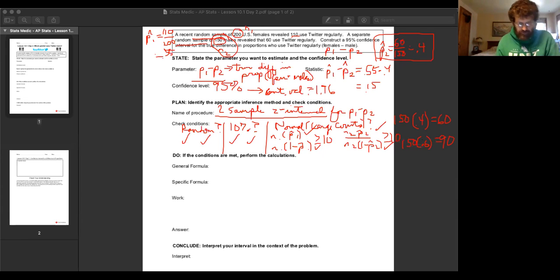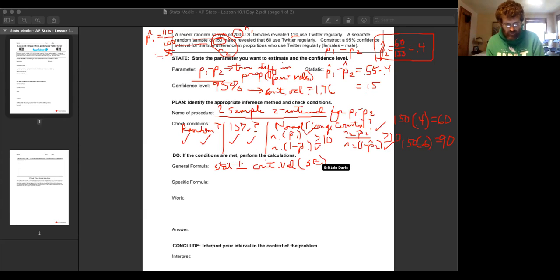The general formula for a confidence interval is going to be stat plus or minus the test statistic. No, I'm sorry, I'm messing myself up. It's the critical value times the standard error. And this is the formula from the formula sheet. So you want to show that, say, hey, this is what I'm going to do. This is my starting point.